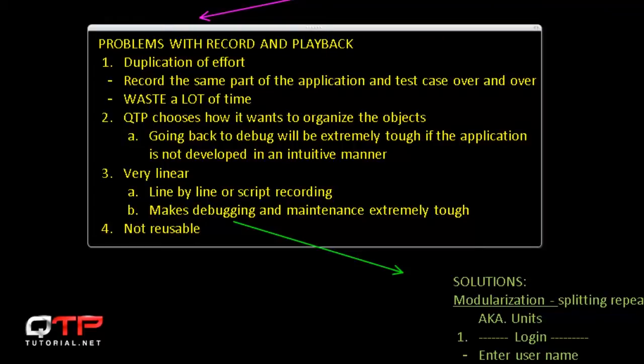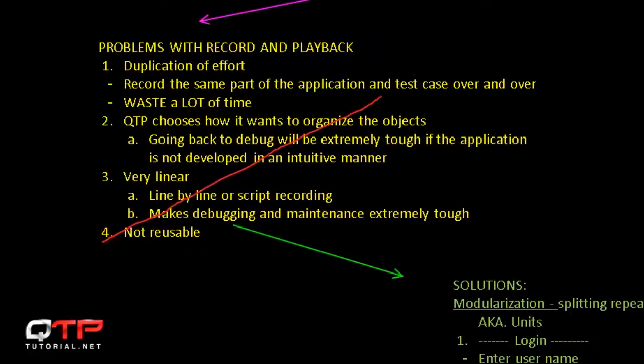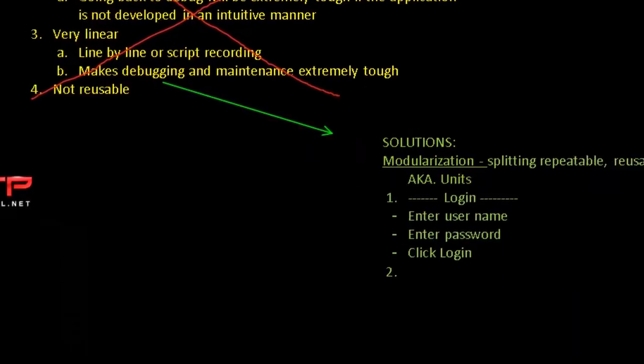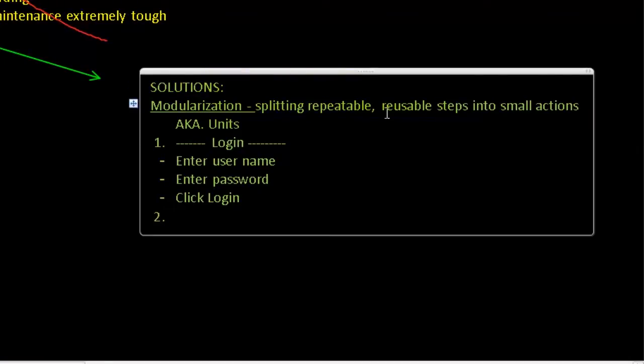So, what is the answer? What is the solution to avoiding all the problems with record and playback? And why should we avoid record and playback? Well, the solution is modularization. Let me change my drawing tool here. Modularization is the idea where you create small repeatable units that you can use over and over.